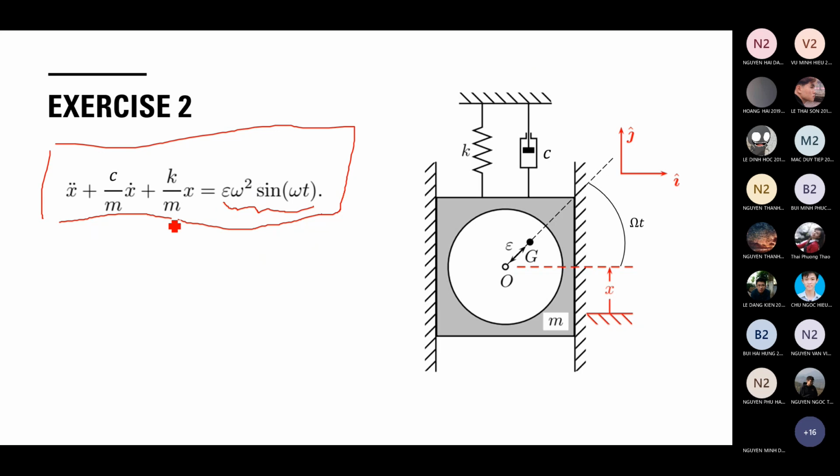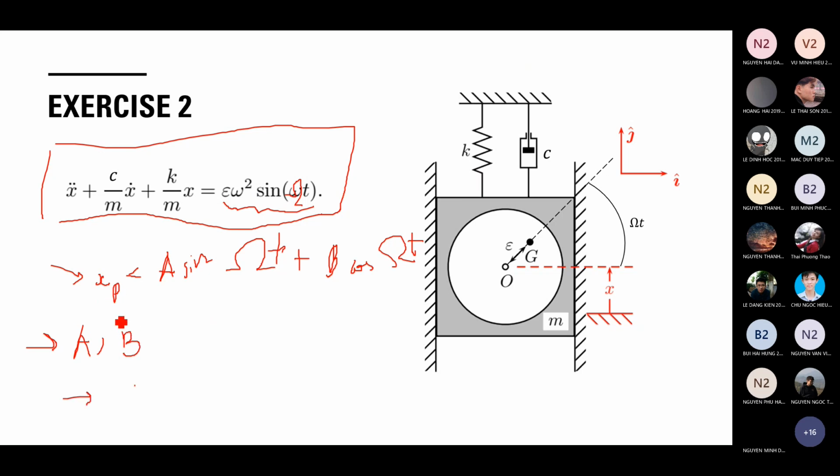Harmonic excitation. So the particular solution will be harmonic too, similar to the function of the harmonic excitation. That is A sine omega t plus B cosine omega t, and you need to calculate what A and B are, and then the amplitude will be the square root of A squared plus B squared.